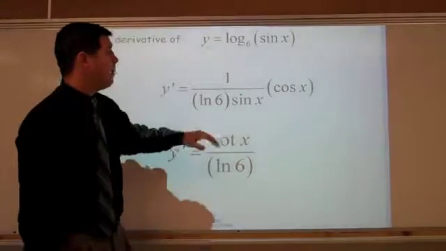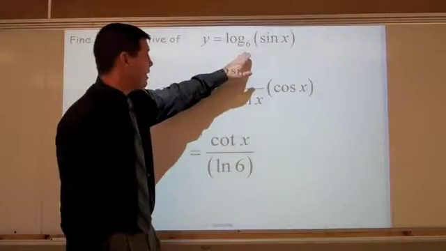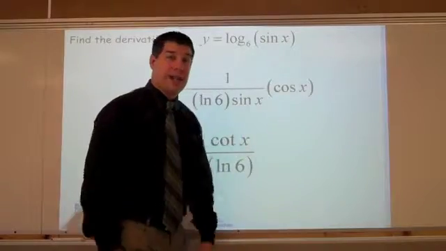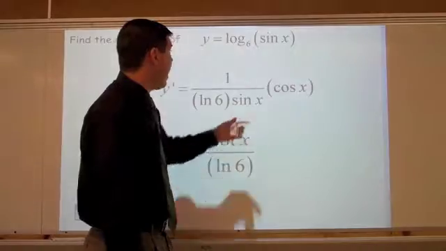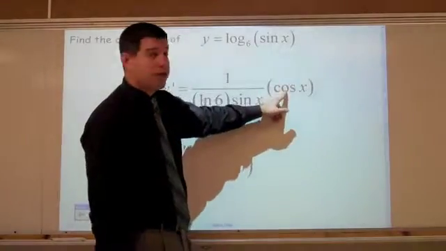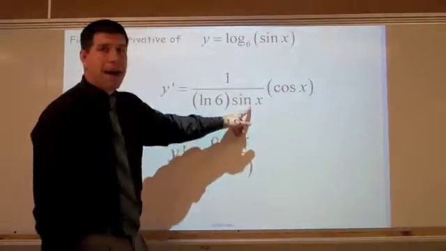Now we'll do a log example. Y equals log base 6 of sine of x. It's still going to be u prime over u. So you still get the derivative of sine of x is cosine of x. Sine of x still goes on the bottom.